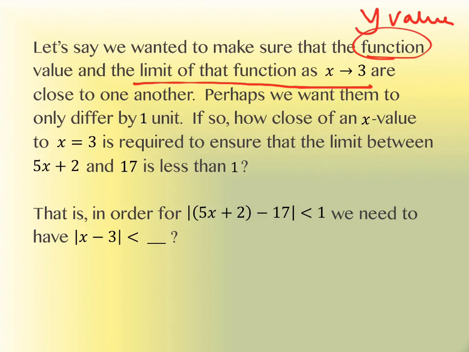If I wanted to be within 1 unit, right, I said that I wanted to go between 16 and 18, then that means I want my function itself, that's the graph 5x plus 2, and the limit value, we want their difference to be less than 1. Okay? The difference is how we create something that's talking about how far apart they are. How far they are apart is going to be less than the value 1.